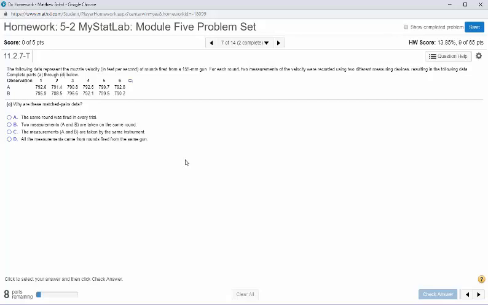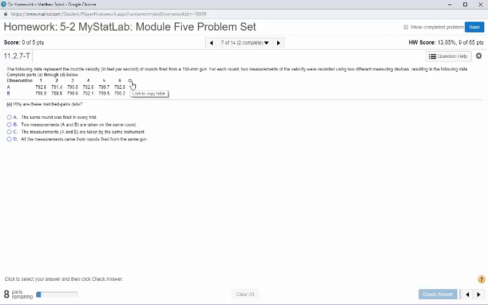Okay. So the following data represents the muzzle velocity in feet per second of rounds fired from a 155 millimeter gun. For each round, 2 measurements of the velocity were recorded using 2 measuring devices, resulting in the following data. So what happens is 1 shot gets 2 measurements. Okay, that's what we're saying. 1 shot is measured twice. All right, and we have the data here. So it has the observation and then what the measurement will say.